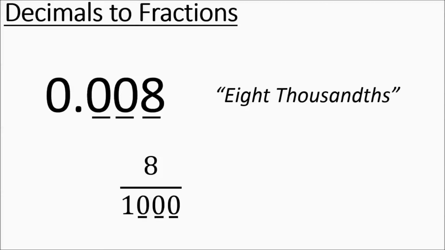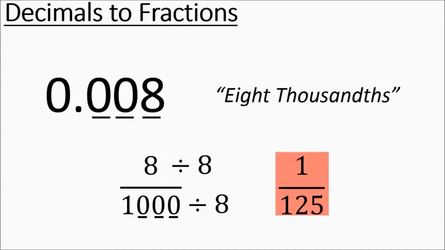You have your 8, and then 3 places out means 3 zeros in your denominator. And 8 goes into both of those, actually. So to get it in lower terms, that's going to be 1/125th. 8/1000ths is the same as that. Moving on. Now this one's a little bit different. Earlier we had the 0.008. This is 0.800.